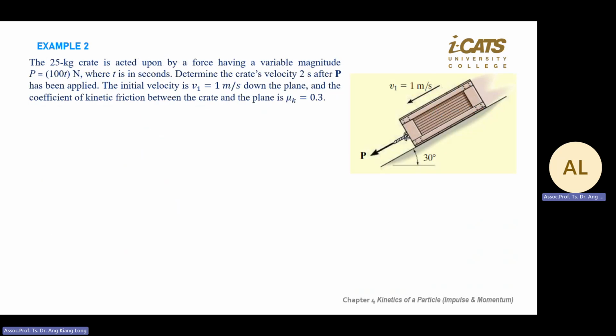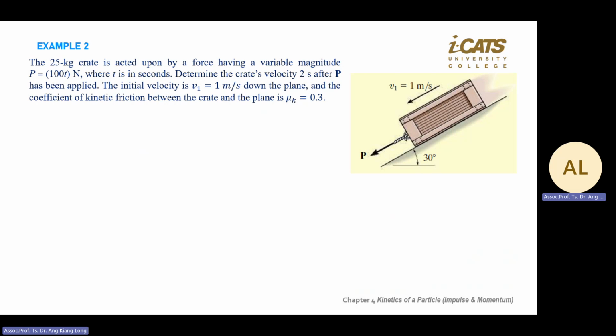Okay. So the next question: the object is going down with velocity 1 meter per second at 30 degrees. Mass is given, 25 kilogram crane, acted upon by a force having a variable magnitude. Your force now is variable, so acceleration is not constant. You cannot use chapter 1 or chapter 2 equations, unless you derive them from the integration equation.